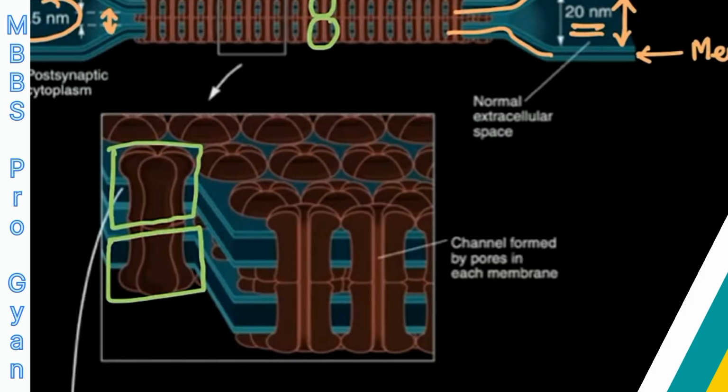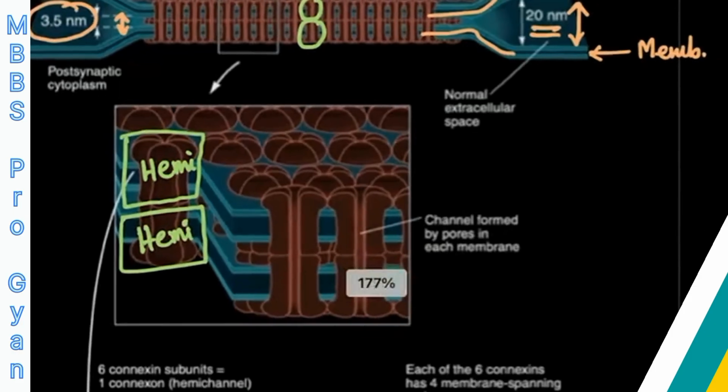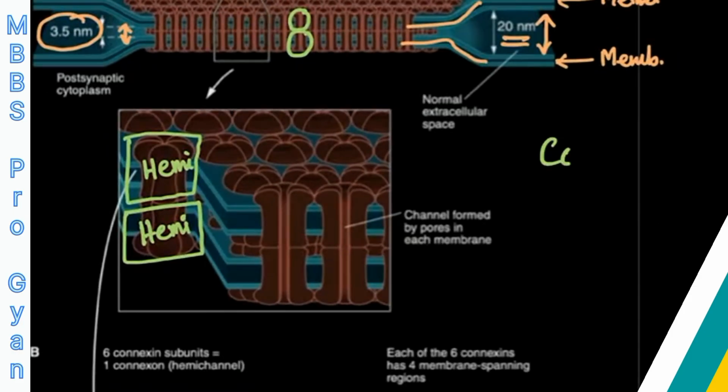And I told you the protein which forms this gap junction is connexin. So this is one hemichannel and this is another hemichannel. So basically I can understand that the connexon which is forming the gap junction is composed of two hemichannel molecules, okay? So one hemichannel, another hemichannel, they are forming a complete gap junction.